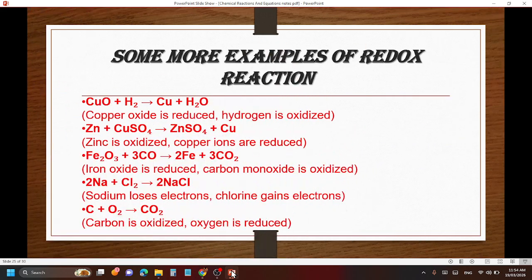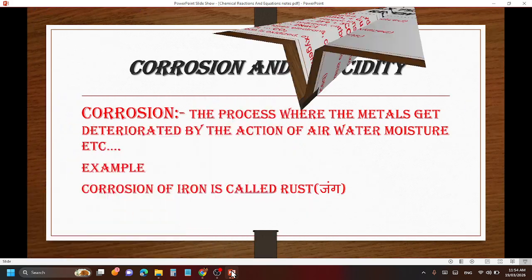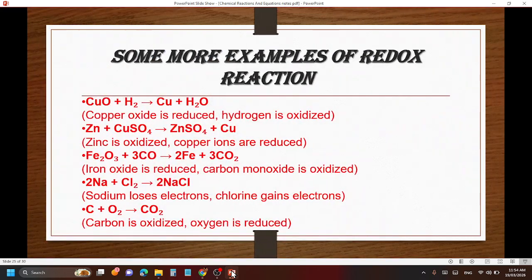Now you can see here copper oxide is reduced by hydrogen in the reaction CuO plus H2 gives Cu plus H2O. Copper oxide becomes copper, meaning it is getting reduced, so copper oxide is the oxidizing agent. Hydrogen is becoming water, meaning oxygen is added, so it is the reducing agent. Simple. There is no need to get confused. Questions come from here in MCQs, so be careful. For the remaining equations, I request you to please comment which is the oxidizing agent and which is the reducing agent.